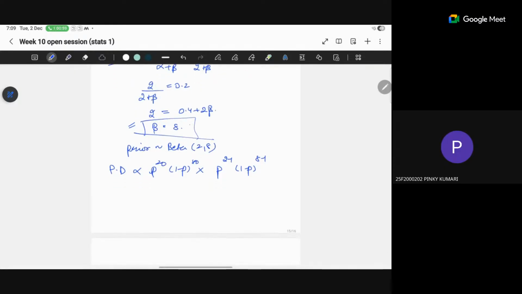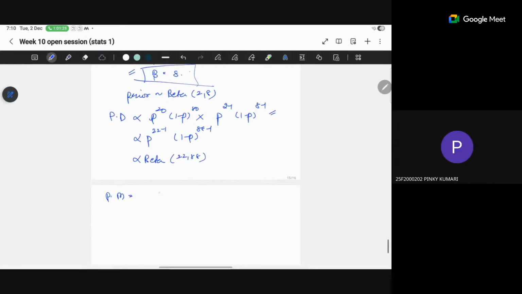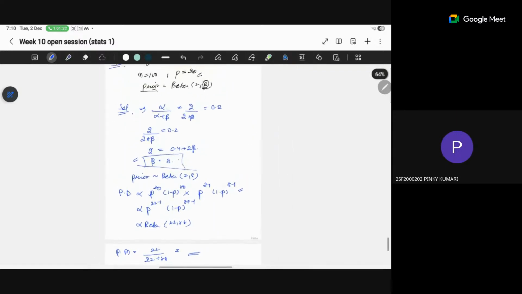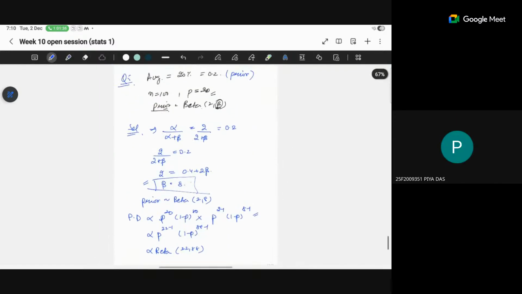Till here, anyone having any doubts? This step is clear? Yes, ma'am. Okay. So this will be p raised to the power 22 minus 1, 1 minus p raised to the power 88 minus 1. So this is a beta distribution with 22 comma 88 as parameters. So the posterior mean will be 22 divided by 22 plus 88. So you will have some value here. Is this question clear? Yes, ma'am.